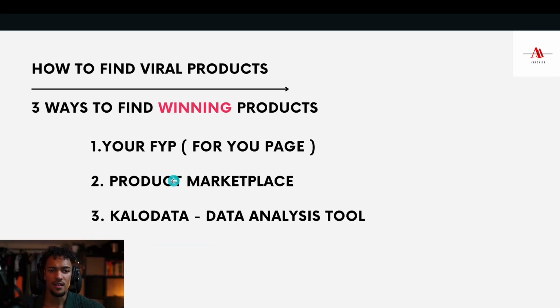Now that we are past that, let's talk about how to find viral products and 3 ways to find winning products that are going to get you paid. Number 1, let's talk about the For You page. If you are from Instagram or YouTube, you're probably familiar with an Explore page or you're familiar with the home page.